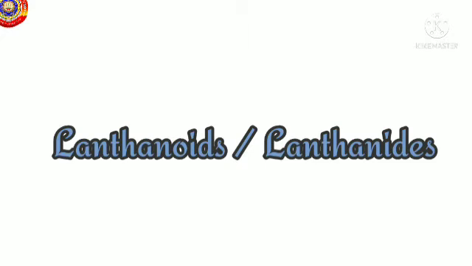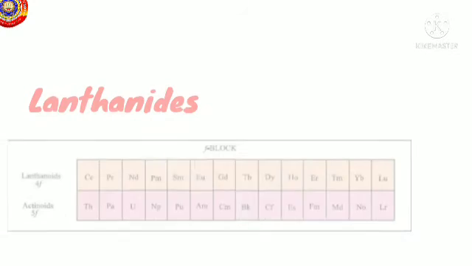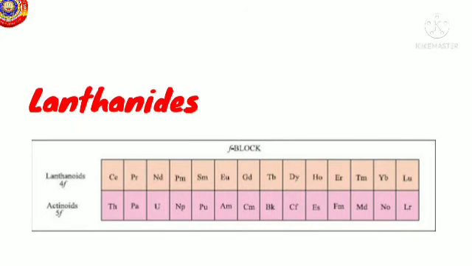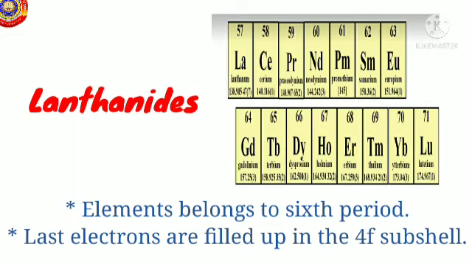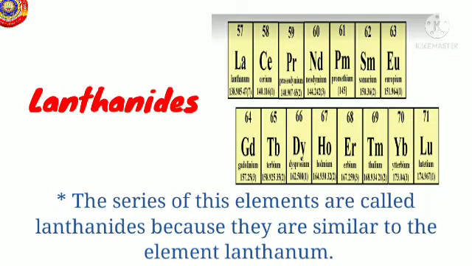Lanthanides, otherwise called lanthanoids. The elements in the first row of the F block elements are called lanthanoids, and these elements belong to the 6th period. Here, the last electrons are filled up in the 4f subshell. The series of elements are called lanthanides because they are so similar to the element lanthanum. There are 15 elements in this series. The lanthanide elements range in atomic number from 57 to 71, that is, from lanthanum to lutetium.